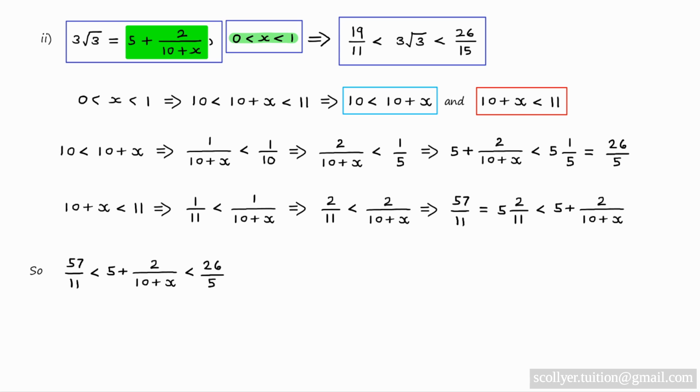And so on combining the two inequalities that we constructed, we see that 5 plus 2 over 10 plus x lies between 57 over 11 and 26 over 5, which means that 3 root 3 lies between 57 over 11 and 26 over 5. And on dividing both inequalities through by 3, we find that 19 over 11 is less than root 3 is less than 26 over 15, as required.